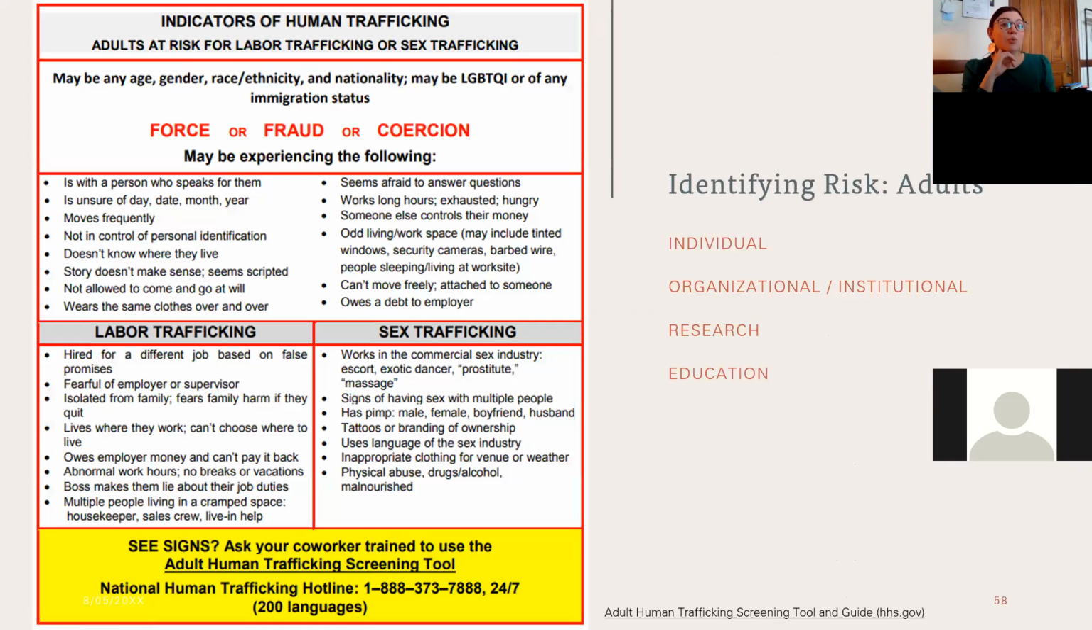So identifying risk. Here's one of the screening tools that is in your pamphlet or in your workbook. So this is the adult screening tool for labor trafficking or sex trafficking. They may be any of those things, right? What is their age, gender, race, nationality? They may be LGBTQ or have any immigration status, right? It acknowledges that it could be any person. Are they experiencing force, fraud, or coercion? Circle one, right?